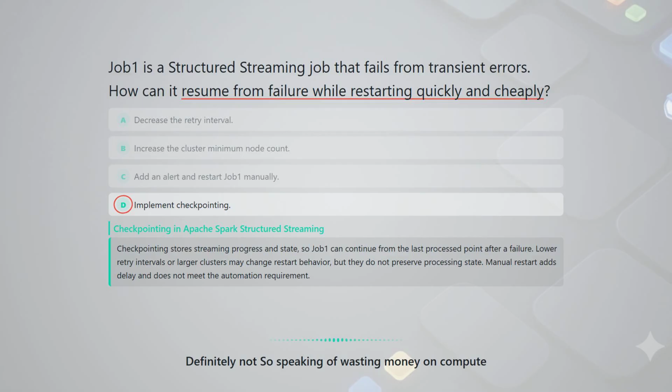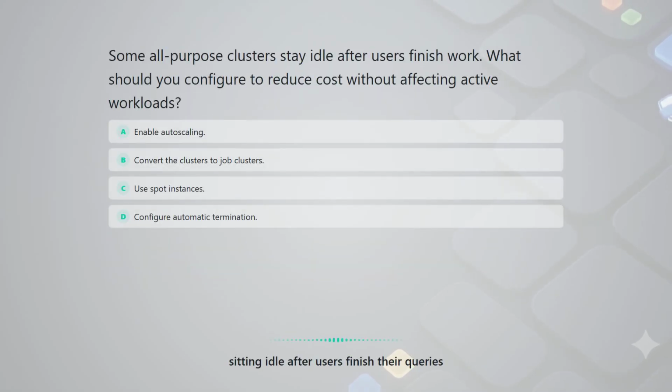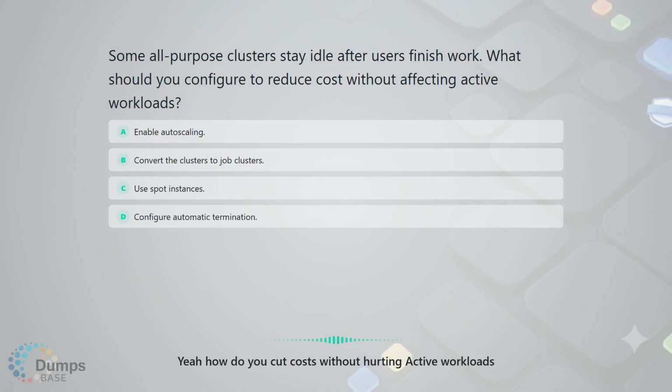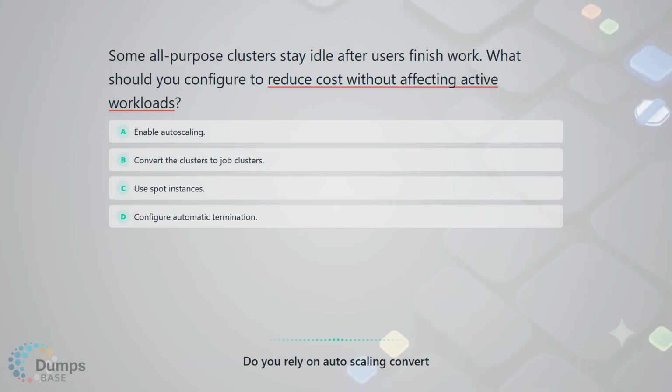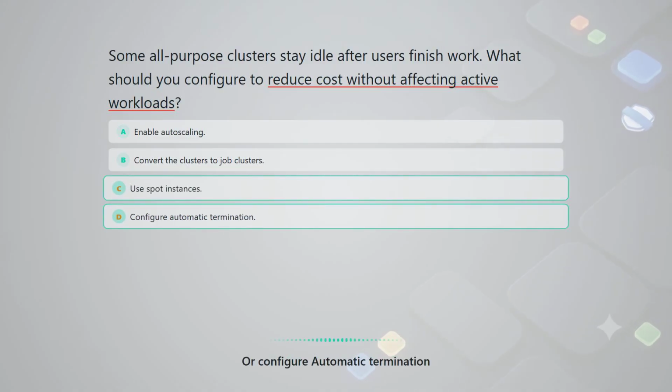So speaking of wasting money on compute, let's look at the opposite problem. Say your all-purpose clusters are just sitting idle after users finish their queries. Ugh, just burning cash. Yeah. How do you cut costs without hurting active workloads? Do you rely on auto-scaling, convert them to job clusters, buy spot instances, or configure automatic termination?